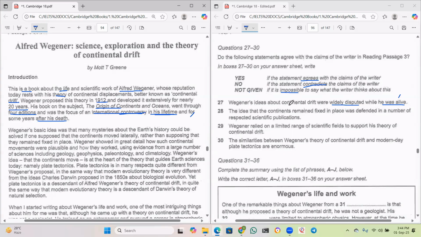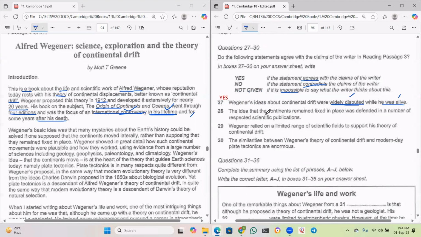Wegener's ideas about continental drift were widely disputed. What is the synonym for this? Widely disputed means international controversy. These two are synonyms. While he was alive, in his lifetime. Everything is matching here. This is exactly what the writer meant. So what should be your answer, guys? The answer is yes. I'll write it here. The answer for this one should be yes. Let's move to the next question.